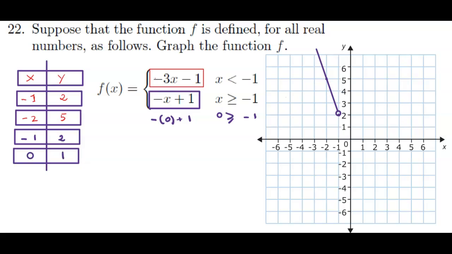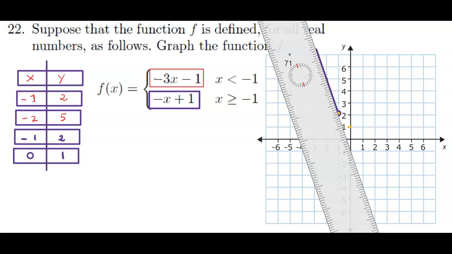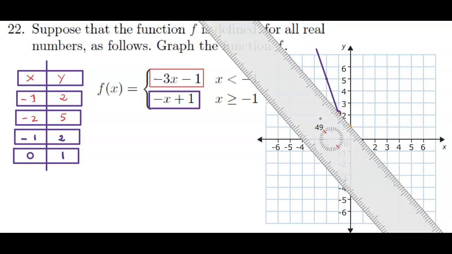Now my job is to graph these 2 points again. I'm going to choose a different color, orange. So -1, 2 will be this point here. And 0, 1 would be this point here. Then I'm going to take my ruler, connect the 2 points, and trace it.